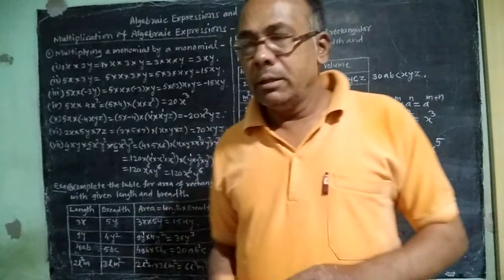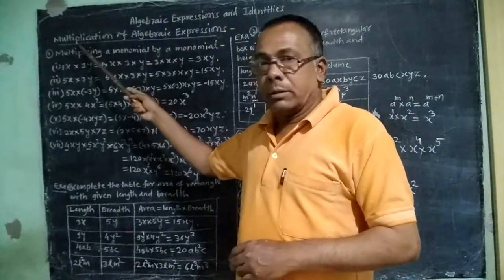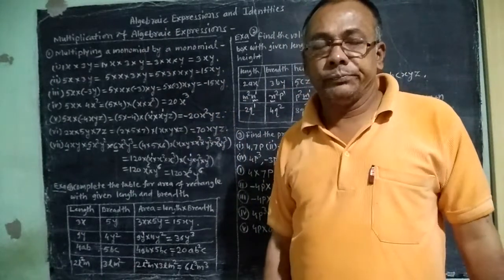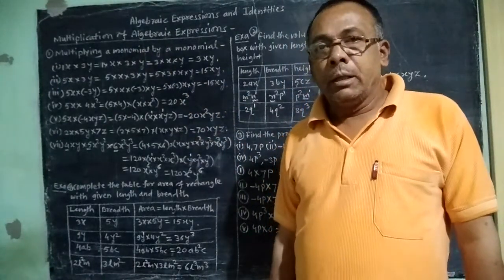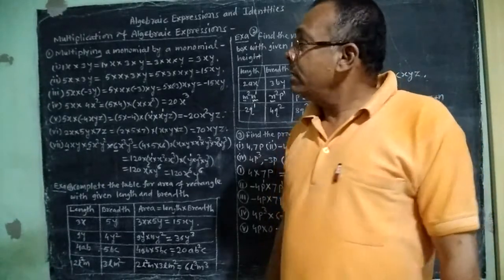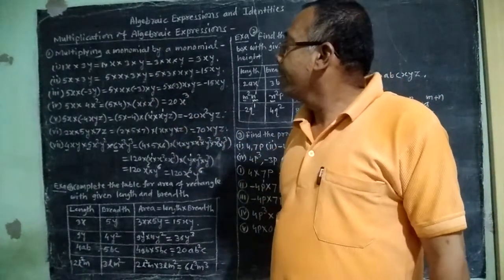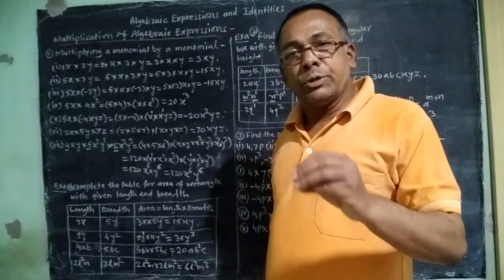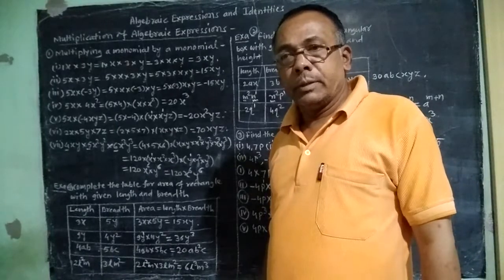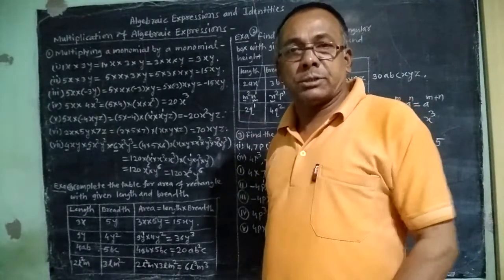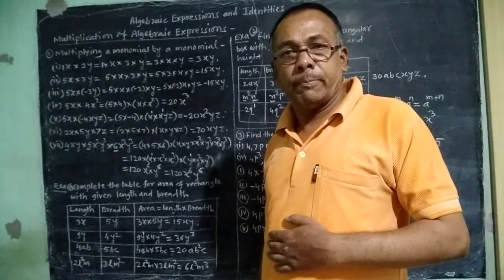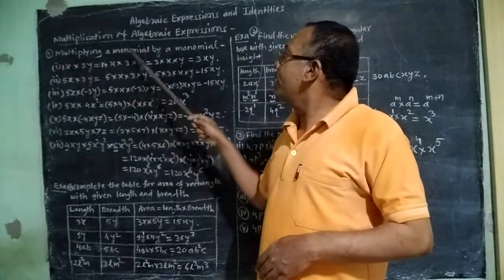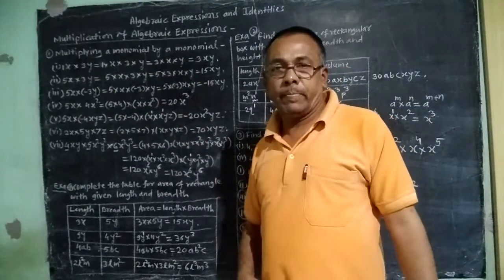Now we are starting here a new point, that is multiplication of algebraic expressions. Here for the multiplication also we must know the like terms. We must know the coefficients of the terms. Here first of all we will see multiplying a monomial by a monomial.